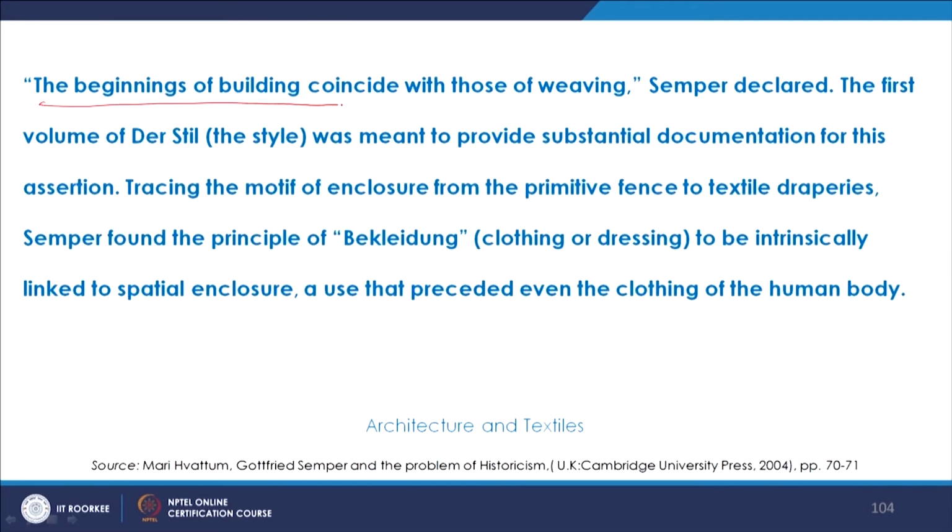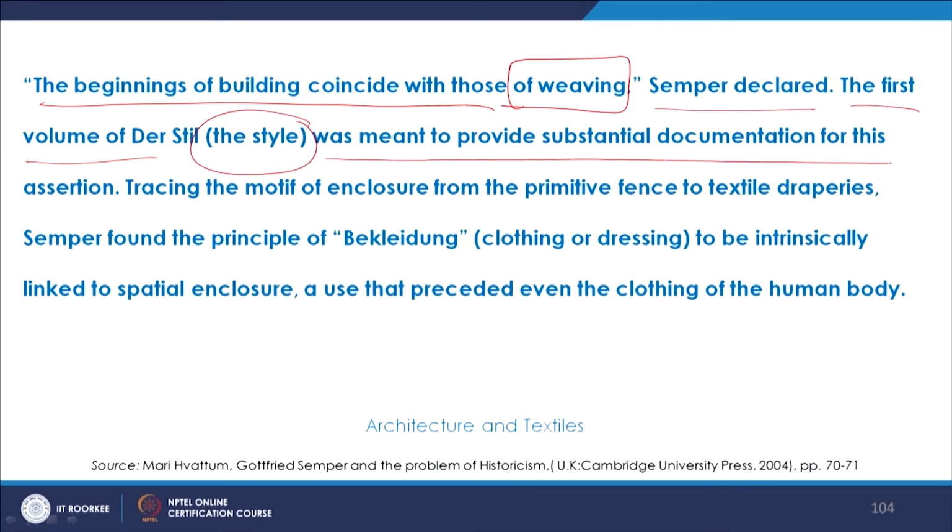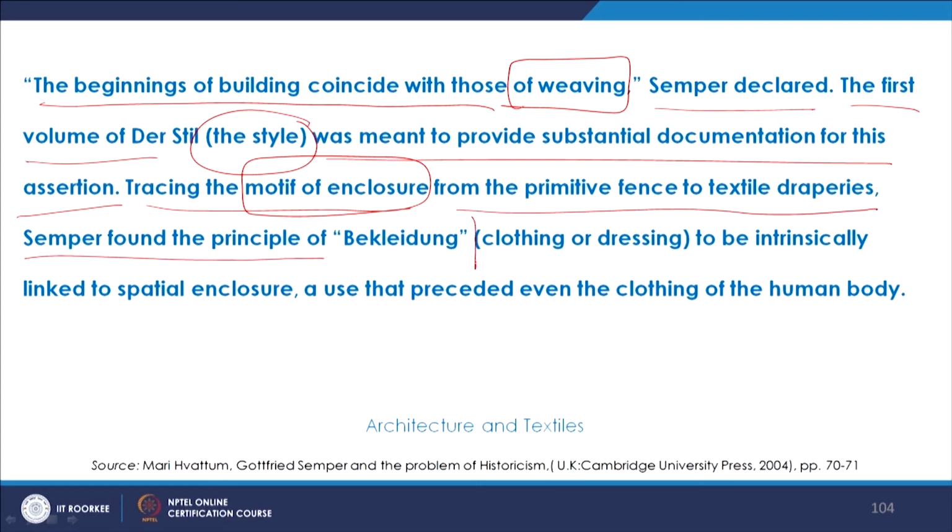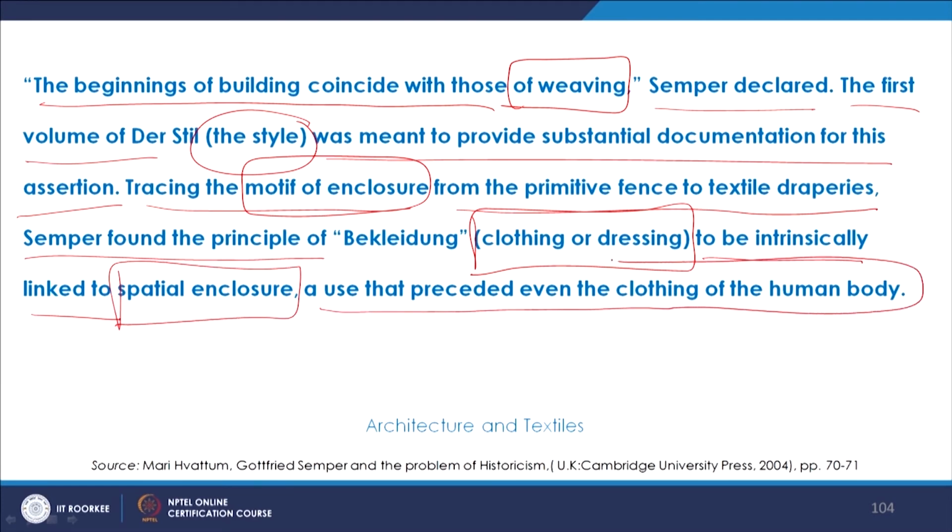"The beginnings of building coincide with those of weaving," Semper declared. "The first volume of the Style was meant to provide substantial documentation for this assertion. Tracing the motive of enclosure from the primitive fence to textile draperies, Semper found the principle of clothing or dressing to be intrinsically linked to spatial enclosure, a use that preceded even the clothing of the human body."